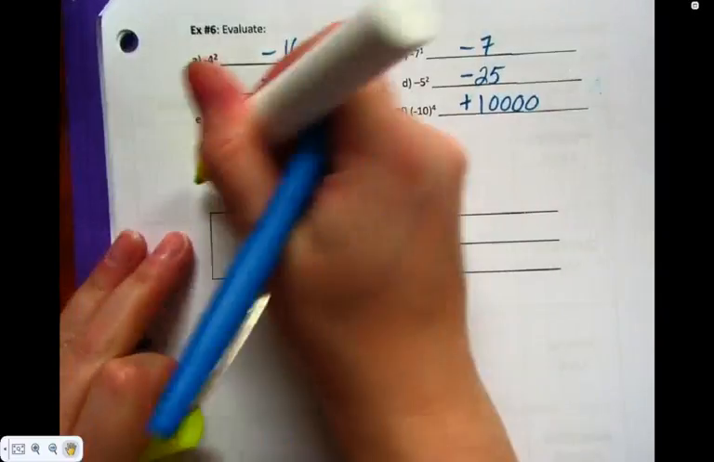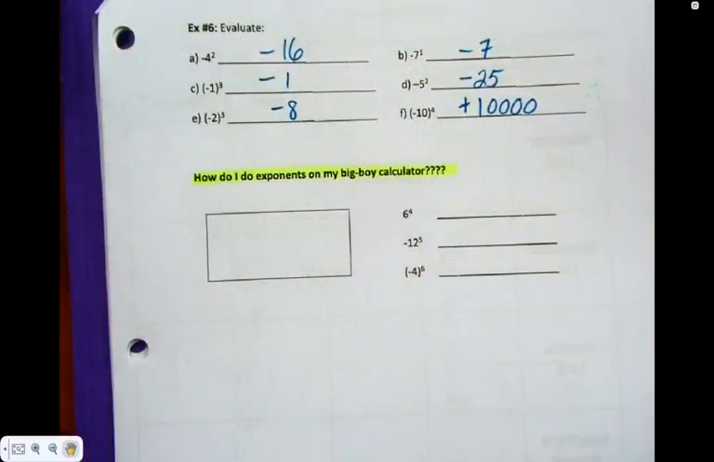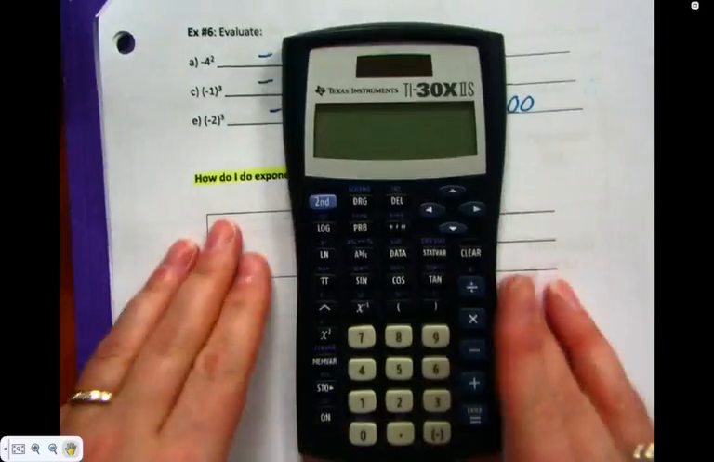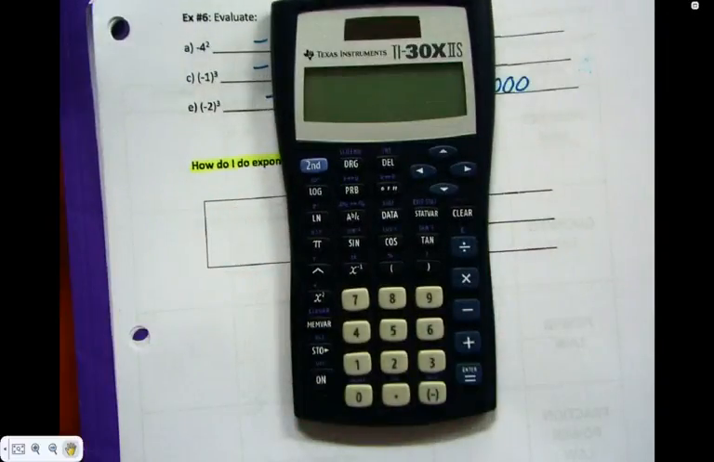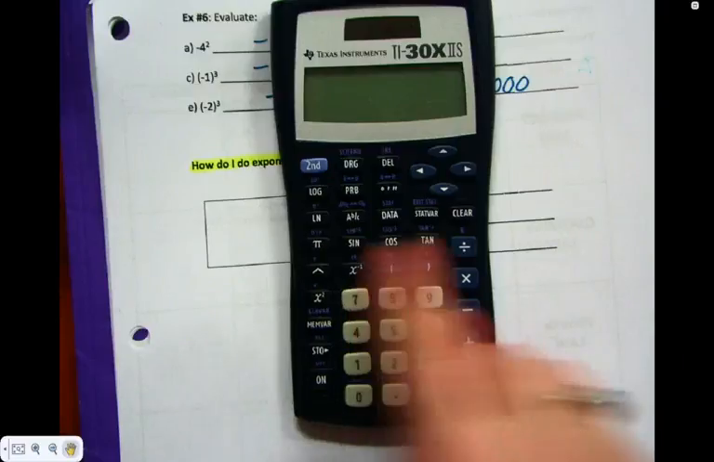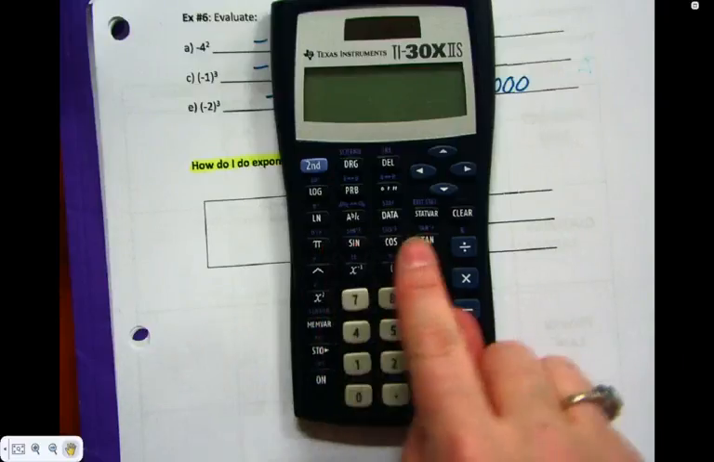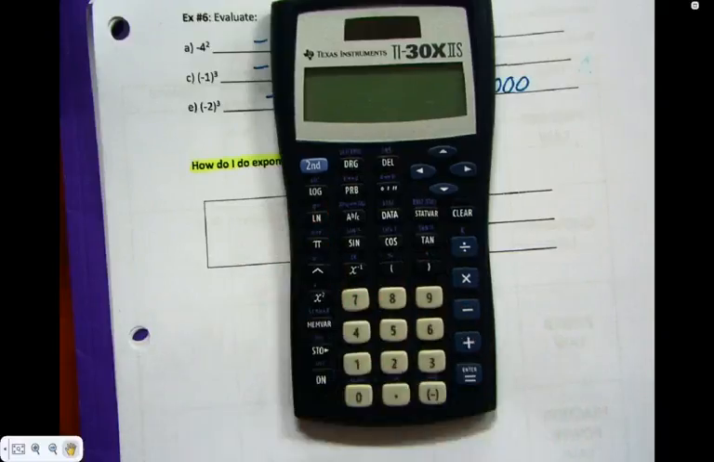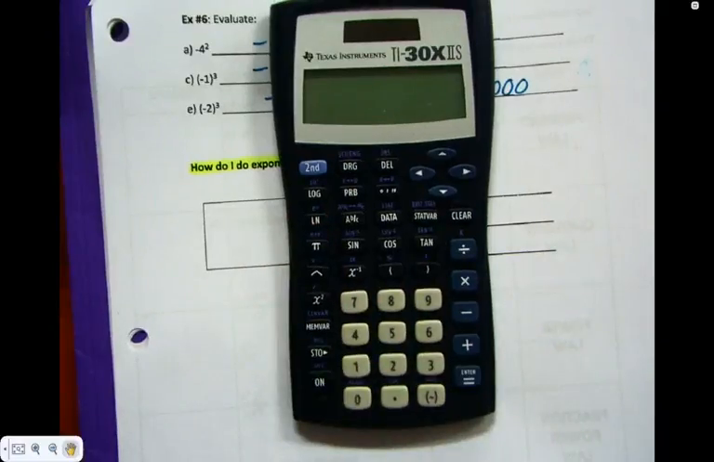Well, how do you do this on your fancy-dancy big boy calculator? This is the type of calculator you need for grade 9. It's called a scientific calculator. You'll know it's scientific because it's got these fancy buttons in here that look like sine, cos, tan. It's got a bunch of other buttons. It's always got a pi. It's got an ln. It's got a log. If you're just buying a calculator from Dollarama, sometimes it's not a scientific. It's just a regular calculator.